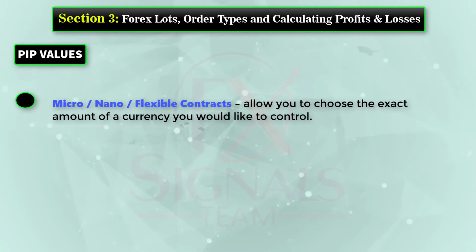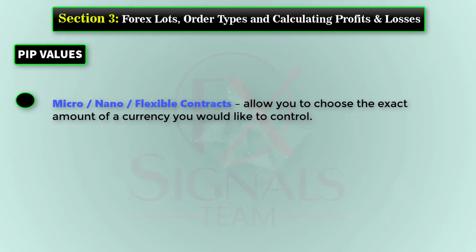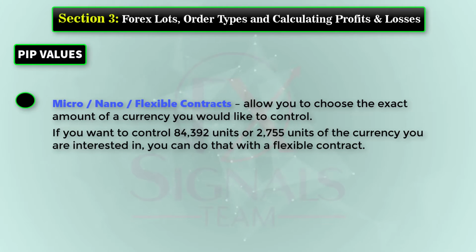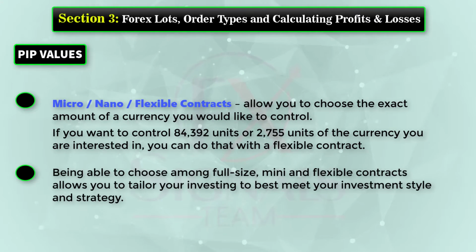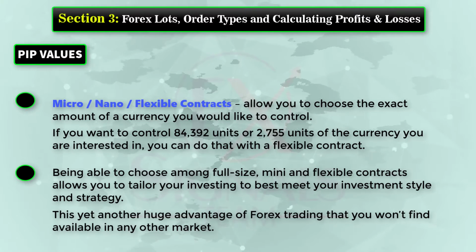Micro or nano or flexible contracts allow you to choose the exact amount of a currency you would like to control. If you want to control 84,392 units or 2,755 units of the currency you are interested in, you can do that with a flexible contract. Being able to choose among full-size, mini and flexible contracts allows you to tailor your investing to best meet your investment style and strategy. This is yet another huge advantage of Forex trading that you won't find available in any other market.